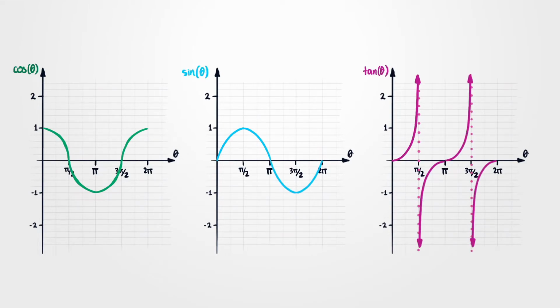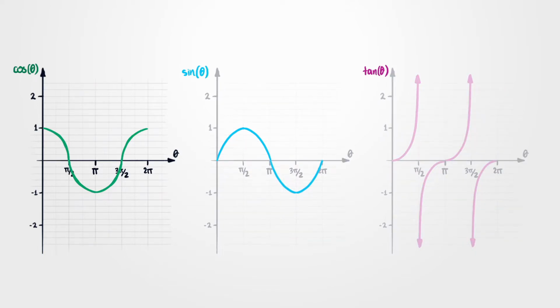Now first we'll turn our attention to the cosine of theta. Remember that the sec of theta is just the reciprocal of cosine theta. To help us graph the sec of theta, let's draw a vertical line that starts at theta equals 0 and sweeps all the way to theta equals 2 pi.